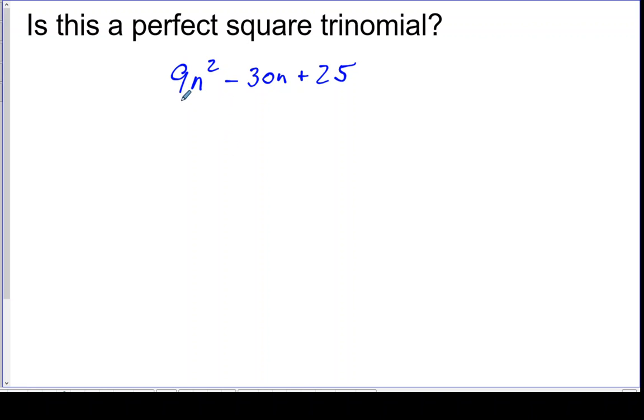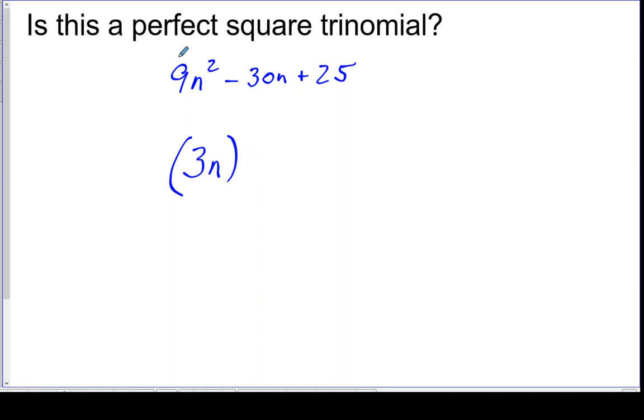What are you thinking? You see the coefficient of 9. Does that automatically mean that's not a perfect square? Can you take the square root of this first term? 9 times n to the second power. Well, yes you can. What's the square root of 9? 3. What's the square root of n squared? N. So, yeah, you don't have to have a coefficient of 1. Your a value here can be any number as long as it's a perfect square.